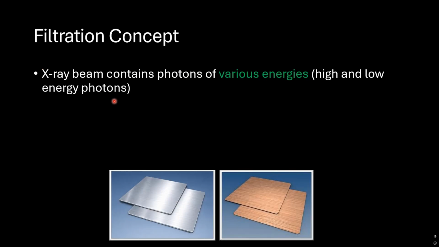Now we'll move to the important concept, which is the filtration. X-ray beam contains photons of various energies, high and low energy photons. So our beam is not a mono-energetic beam. It has a spectrum of energies, and each energy has a certain number of photons that have the same energy.